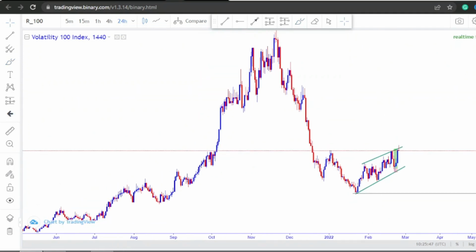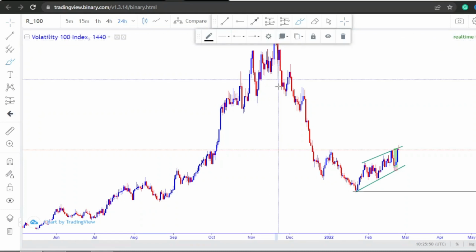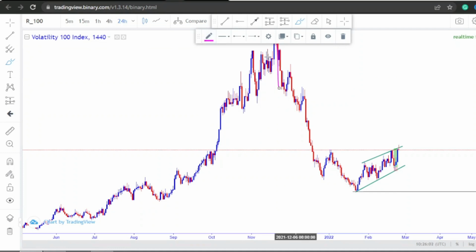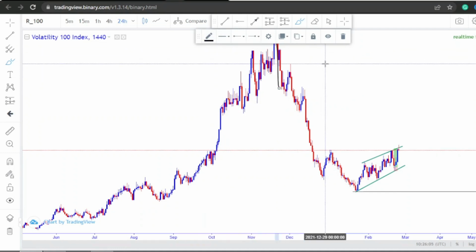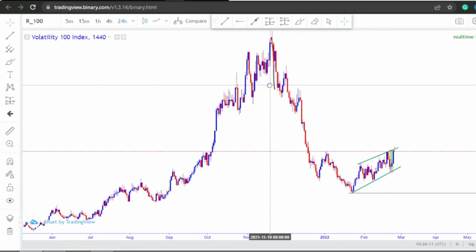As you can see, we came from up here. We had an impulse move. Let me increase the size, maybe change the color so you can see it. Let's just stick to black. So we had this impulse move to the downside.